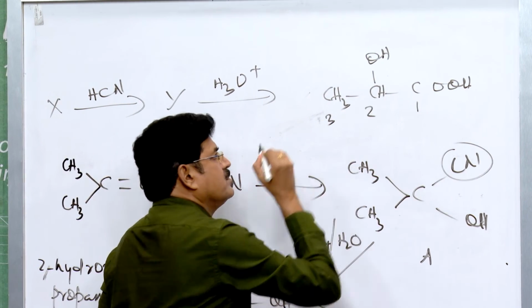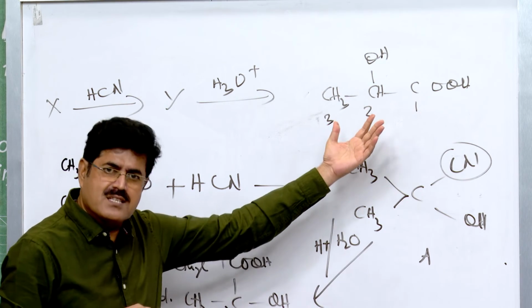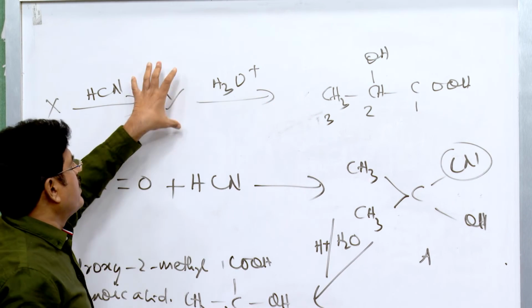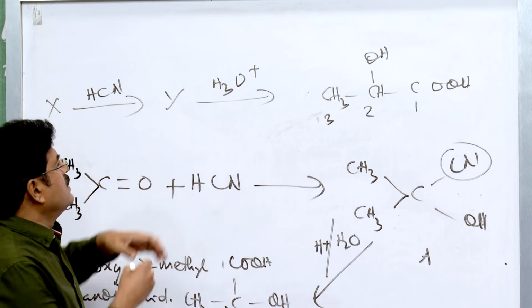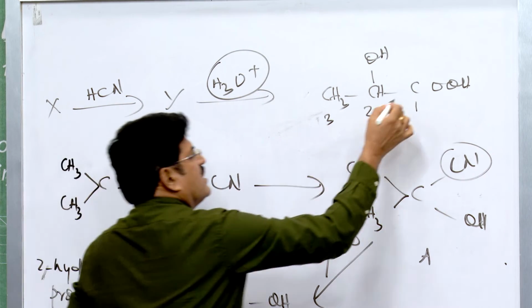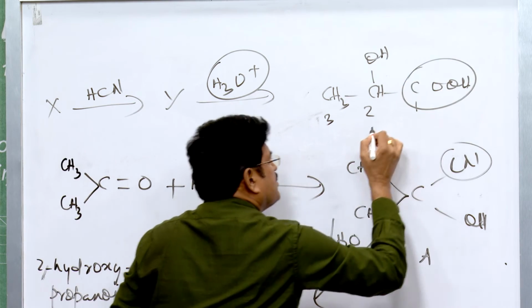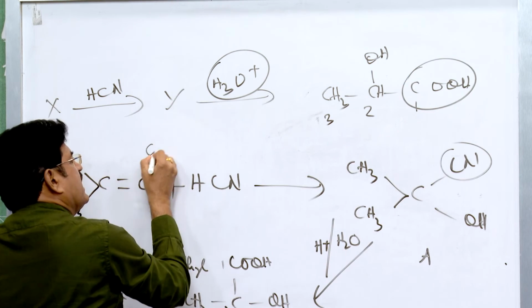1, 2, 3. So what is the IUPAC name? 2-hydroxypropanoic acid. This is lactic acid. Now you see, what would be the compound Y? Since upon acid hydrolysis it gives this compound and cyanide is present, in place of COOH, cyanide must be present here.